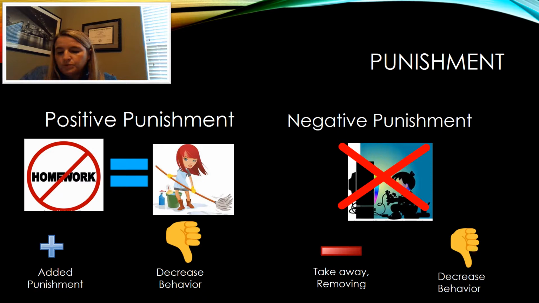For example, when your mother makes you do chores because you don't do your homework, this is called positive punishment. Because the punishment is added on, given to you, it is considered positive. If, as a punishment for not finishing your homework, your mother takes away your video games, that is considered a negative punishment. It is negative because something was taken away in order to decrease a behavior.